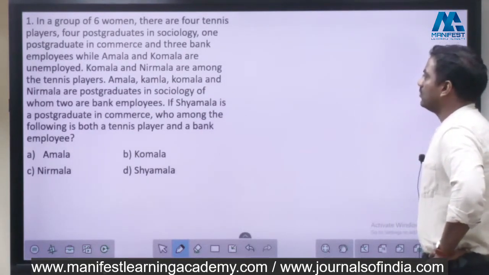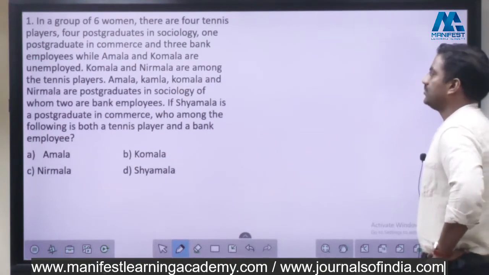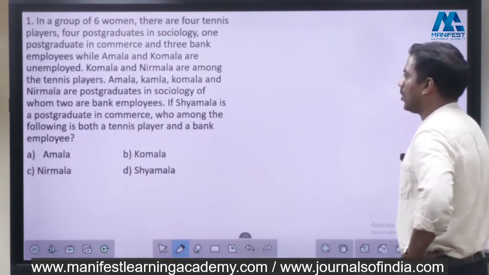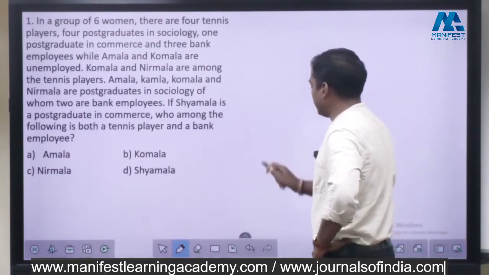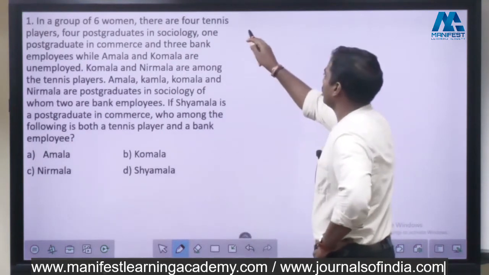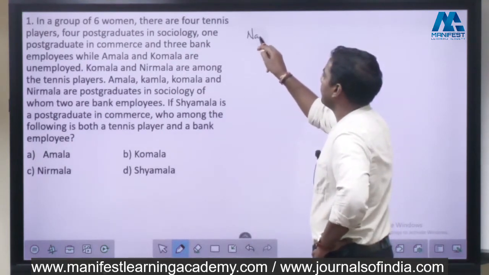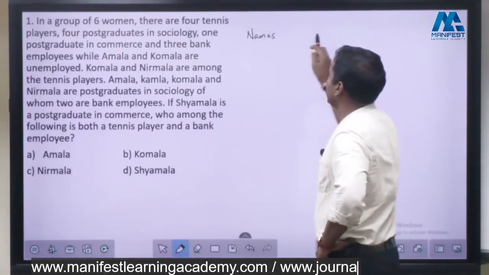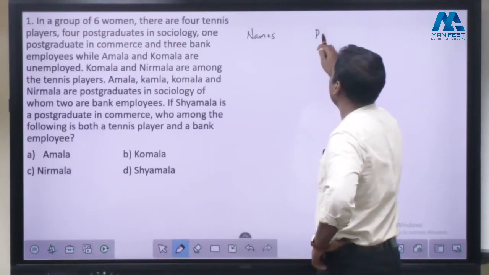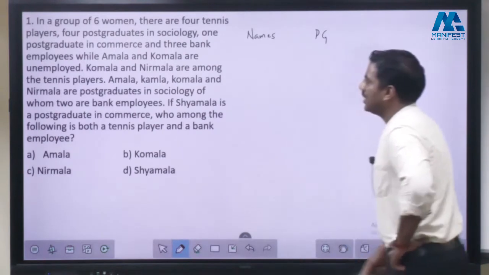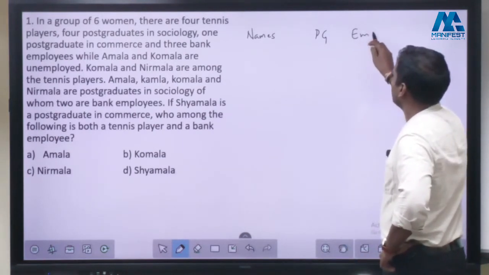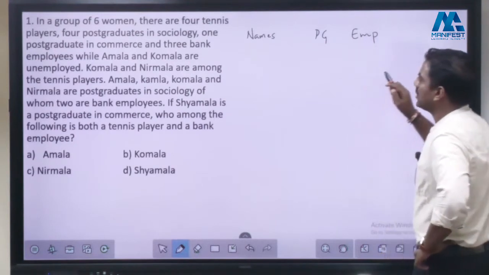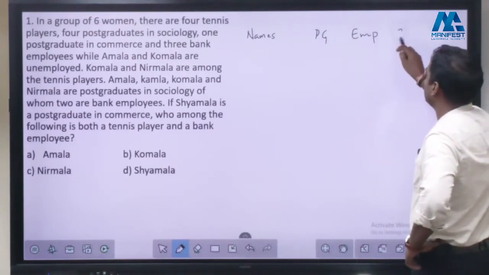So what all they have given? Tennis players, postgraduates, commerce, and 3 bank employees. Okay, so we'll take names here. And second, with respect to PG. Then next thing, it is with respect to employment. And next thing, it is with respect to sports.